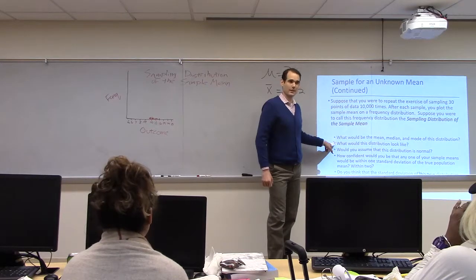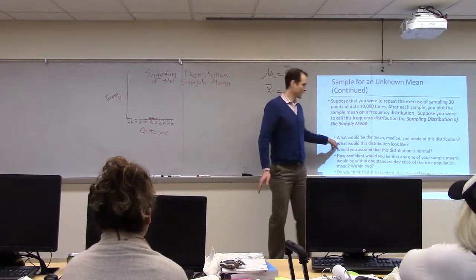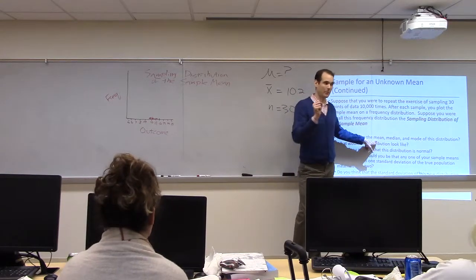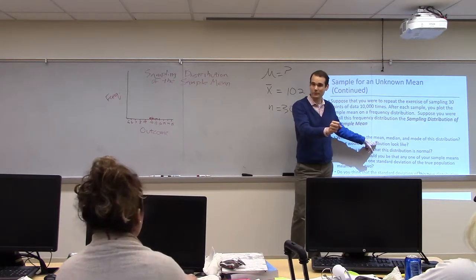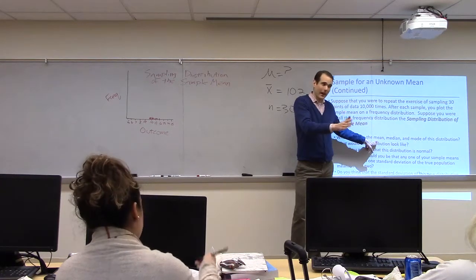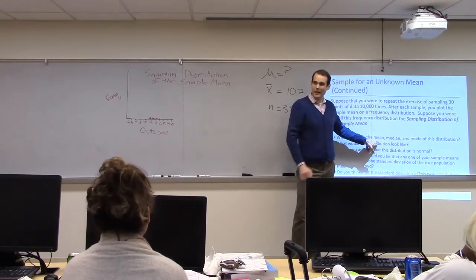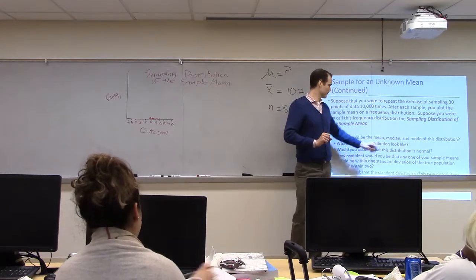Yes, 10. Because 10 is the right answer. 10 is the population mean. So every time they sample, they're most likely to get the right answer. Sometimes they'll get a little higher, sometimes they'll get a little less, but on average, they're going to get the right answer, as long as they're using good sampling procedures.